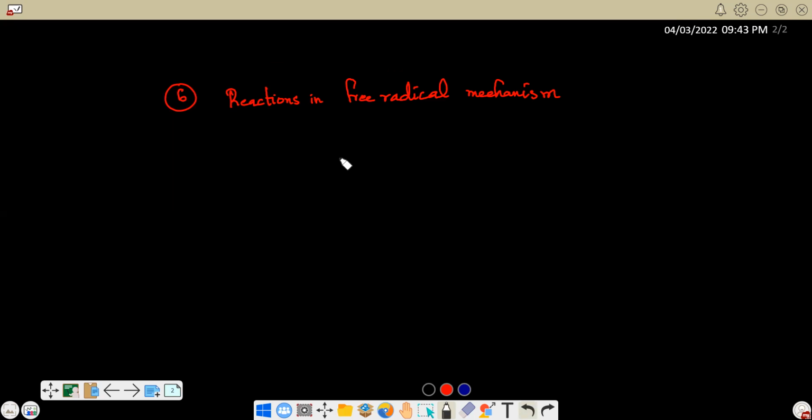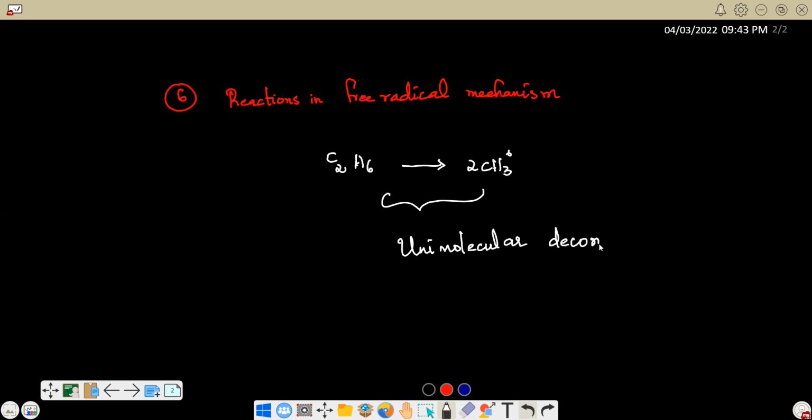Decomposition. If I want to decompose ethane, what do I have to do? First I have to make the radical. So in the decomposition of ethane, what is the first step? The first step is the dissociation of ethane into two methyl radicals, which is known as the unimolecular decomposition.